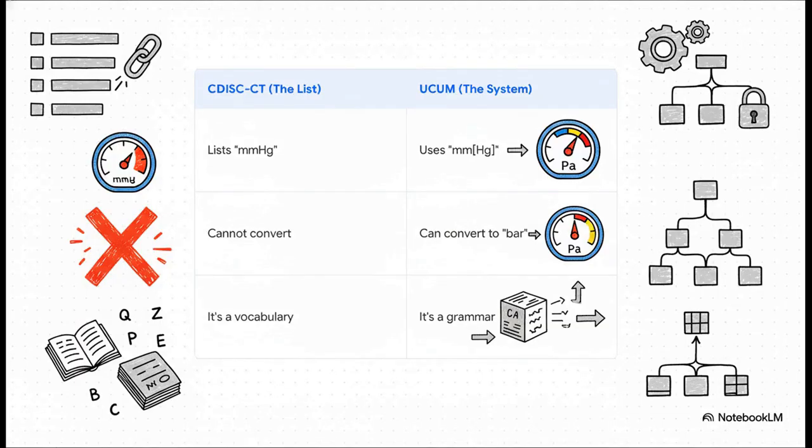This slide really gets to the heart of the difference. The old way, CDISC CT, would just have mmHg on a list. But UCUM, the system, uses this specific notation, mm[Hg]. Now, that subtle difference in brackets, it's everything. UCUM's grammar lets a computer understand, oh, this is a unit of pressure, and then it can programmatically convert it to pascals or bars or whatever. CDISC CT just can't do that. It is literally the difference between a simple list of words and a whole language.